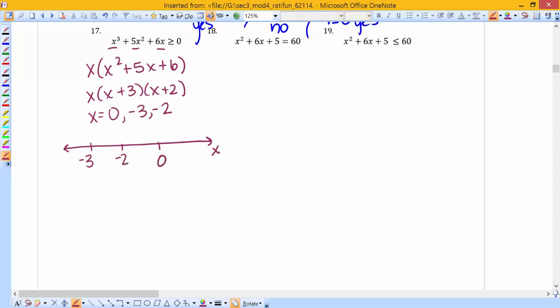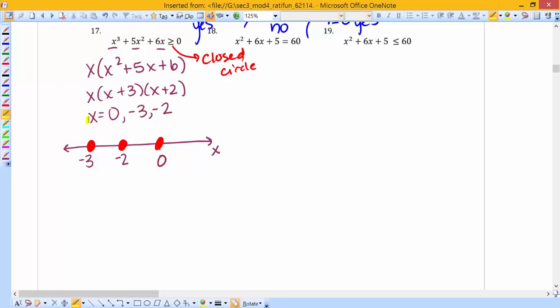And then 0. So you just need to make sure they're in the right order. Spacing does not matter. And let's see, my inequality is greater than or equal to, so this is going to mean I need a closed circle for all 3. Closed, closed, closed.